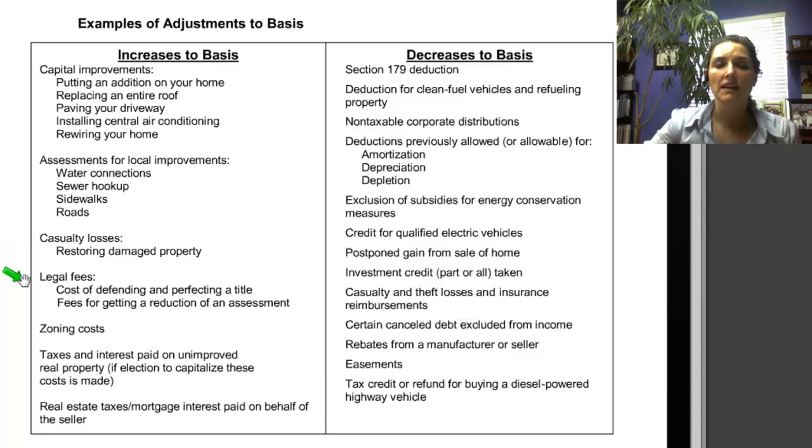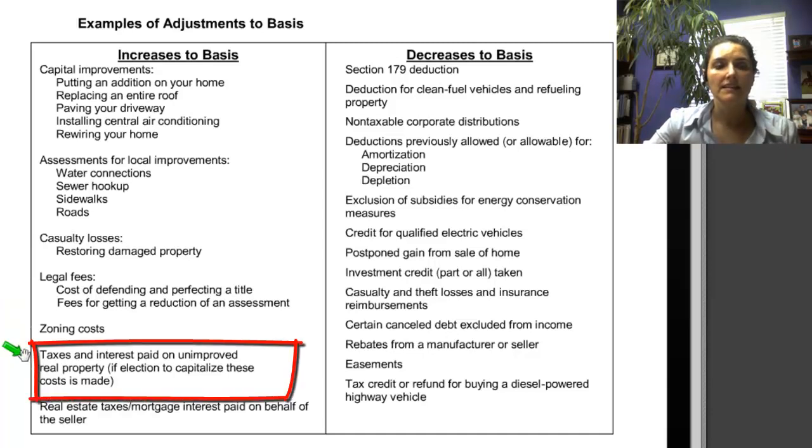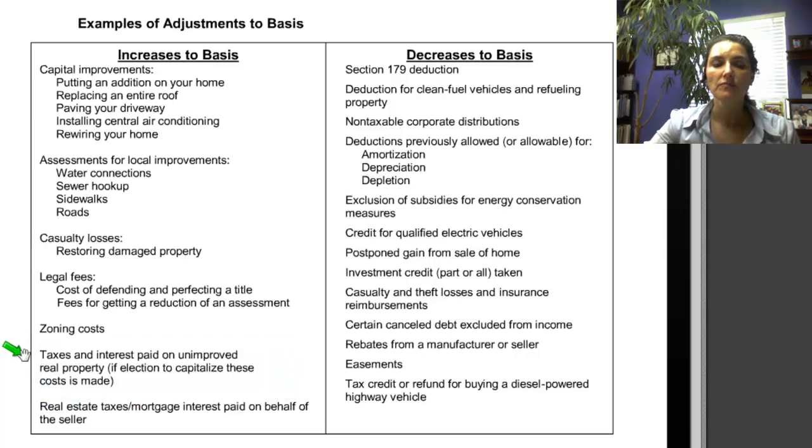Legal fees, the cost of defending and perfecting title, increase basis, as well as fees for getting a reduction of an assessment. Zoning costs can increase your basis. Taxes and interest you pay on unimproved real estate increase basis if you make the election to capitalize these costs. So normally, when you own land, you are allowed to claim a tax deduction as you go for the real estate taxes you pay on that vacant land. Mortgage interest, however, on that land is not deductible because the land, if it is vacant, cannot be your home.